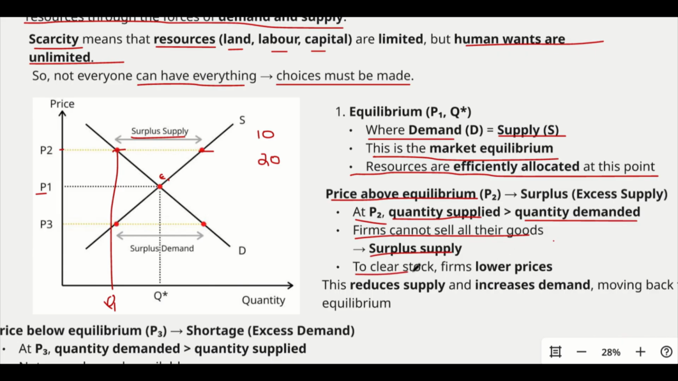And to clear the stock, the firms will have to lower the prices. This reduces the supply and increases demand, moving back to the equilibrium. So it will again come back to this particular equilibrium level. Clear? So this is what happens when we sell some product at more than the equilibrium price. Okay, clear?